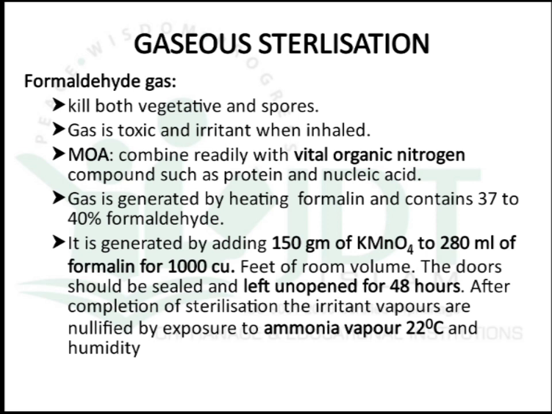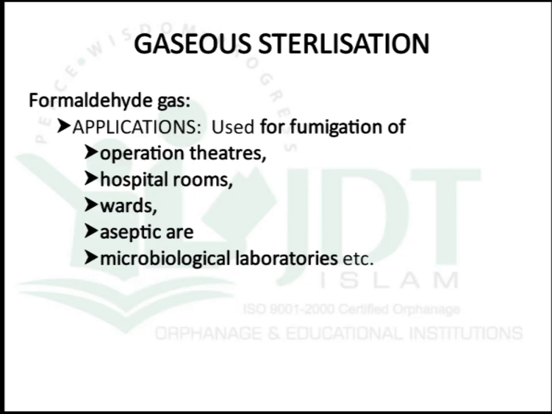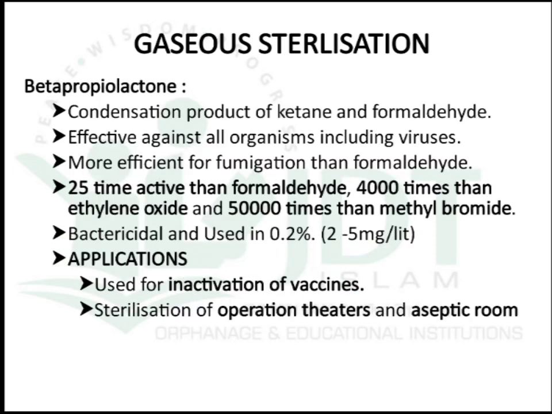After the completion of sterilization, the irritant vapors are nullified by exposure to ammonium vapor at 22 degrees Celsius and humidity. Now, formaldehyde gas is mainly used for the fumigation of operation theatres, hospital rooms, wards, aseptic areas and microbiological laboratories. Now, the next one is beta-propiolactone.